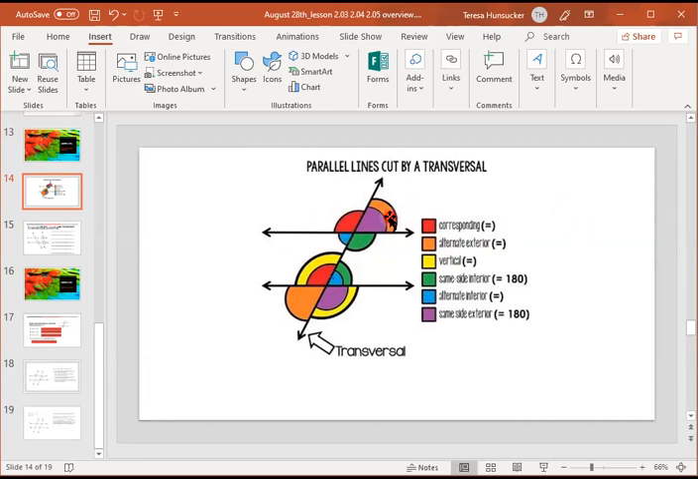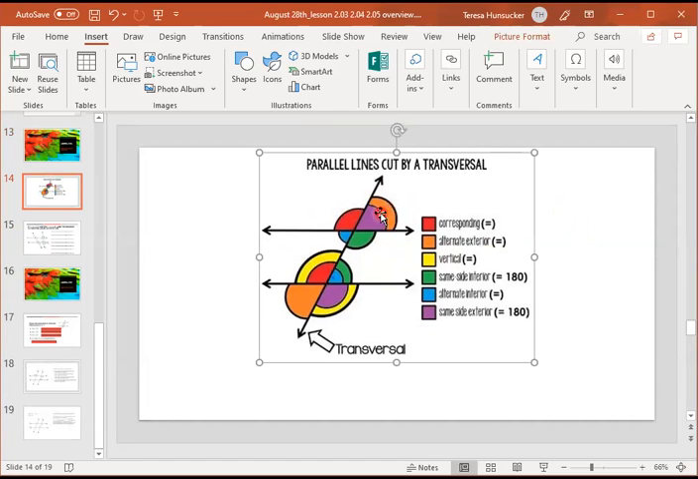Alternate exterior are on opposite sides of the transversal. So the oranges would be alternate exterior. And these equal signs tell you that corresponding angles are equal, alternate exterior equal. Vertical angles, they have those color coded yellow, but they're not our only vertical angles, right? Vertical angles can be the purple and blue, the red and green, in that top half. So take a minute to study this, and then we're going to see if we can answer some questions, okay?